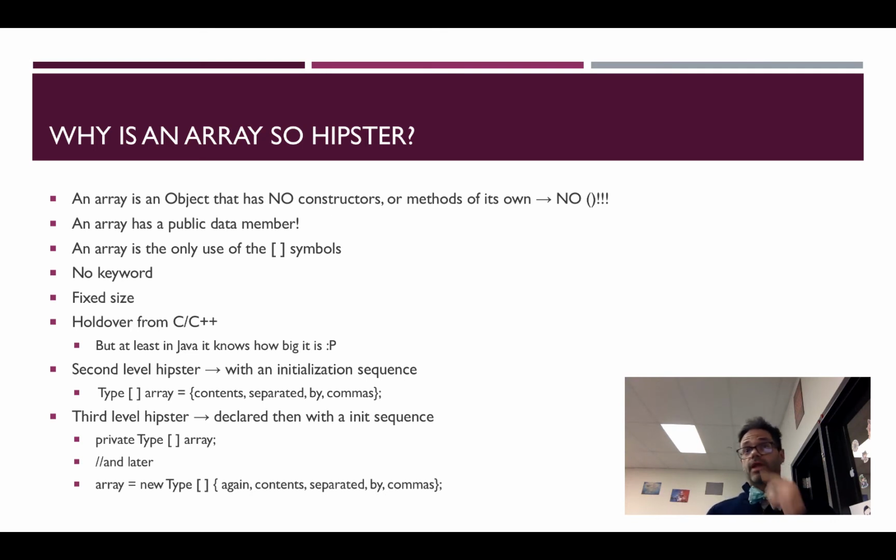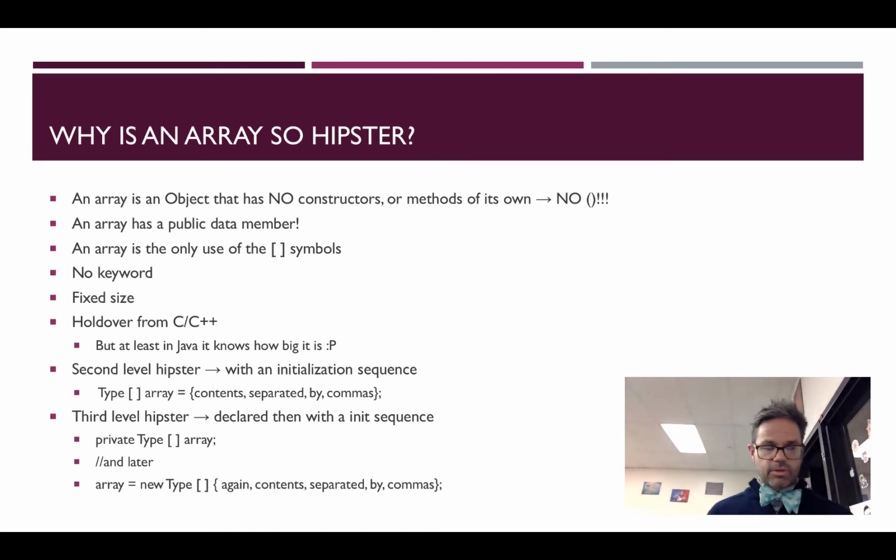Now, on top of that, there's a third level hipster. This is where I know I have to have an array as a data member for my class, but I don't know what I want to put in it at first. So what I'm going to do is define an array in my data member section as a private type array. And then in my constructor, I'm going to set array equal to type, square brackets, and then squigs, and then the values separated by commas.